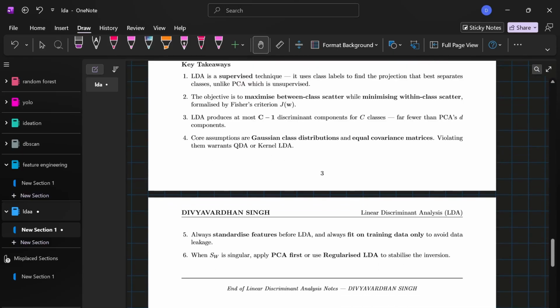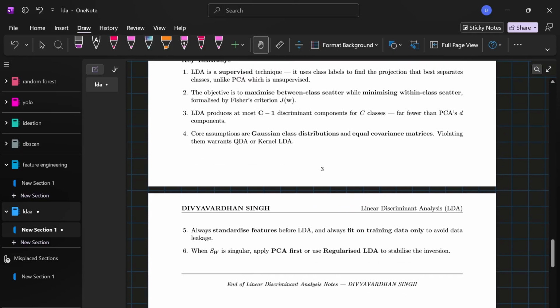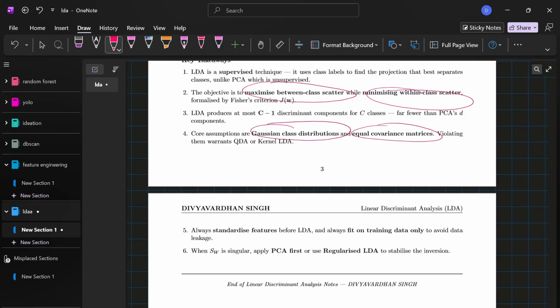So all right, with that we have covered the objective function, the Fisher criterion, maximizing between class scatter while minimizing within class scatter. We have also covered some of the core assumptions, that are Gaussian distribution and equal covariance. If they break, then we can use kernel LDA or QDA. So that's all about LDA.